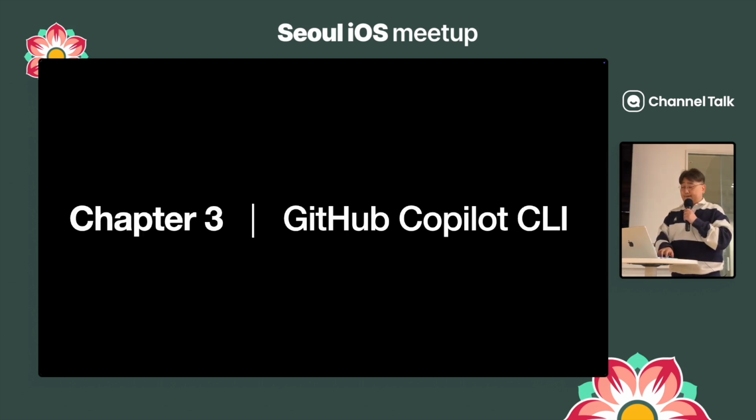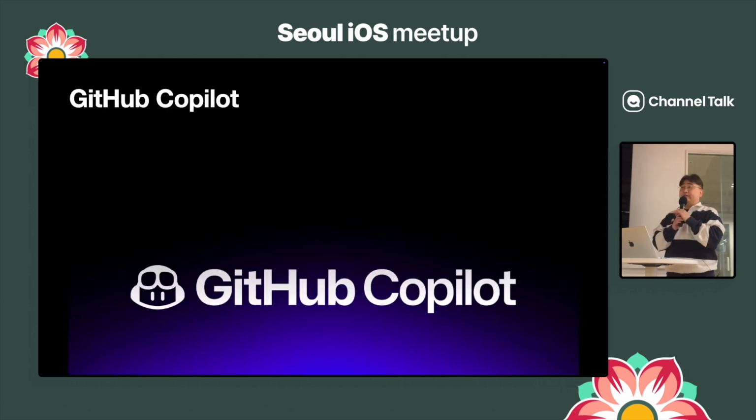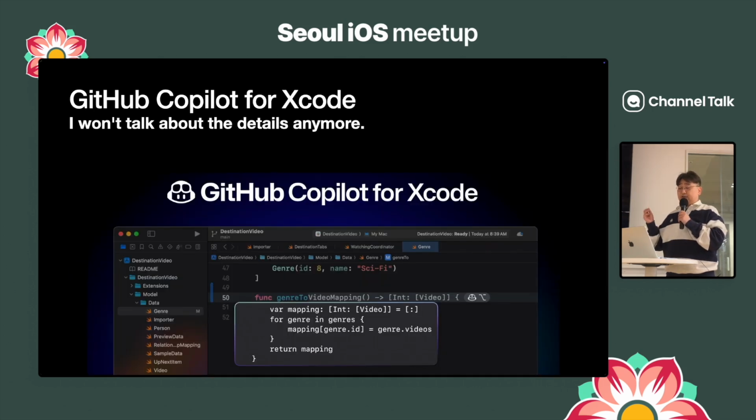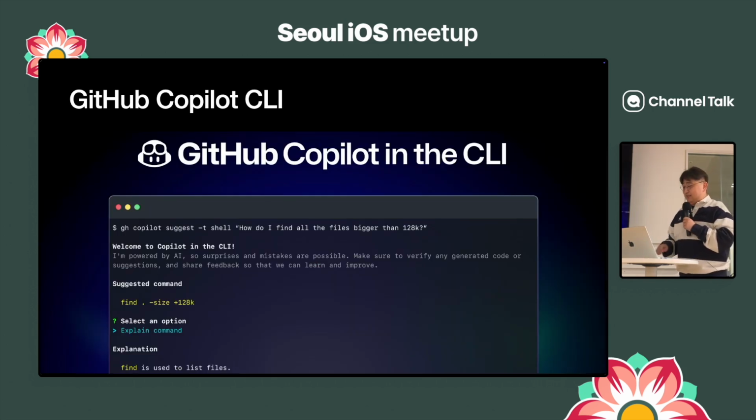So I tried GitHub Copilot CLI with the MCP of Xcode. As you know, GitHub Copilot is an AI assistant from GitHub and Microsoft. There is an official app for Xcode, but I won't talk about the details anymore. I was disappointed. Here is a better way. GitHub Copilot CLI is like Claude Code.